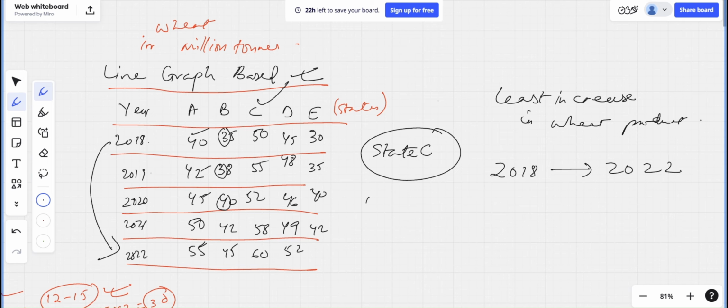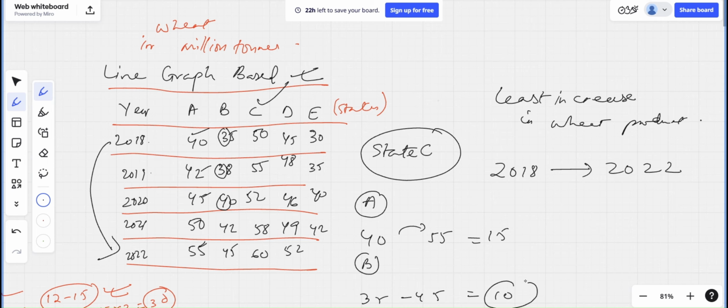Check state A. A is from 40 to 55. What is the difference? It is 15, right? And for B, 35 to 45, so it is 10. And C is 10. D is 8. And I didn't finish the chart. State E. No, in the option it's only A, B, C, D.